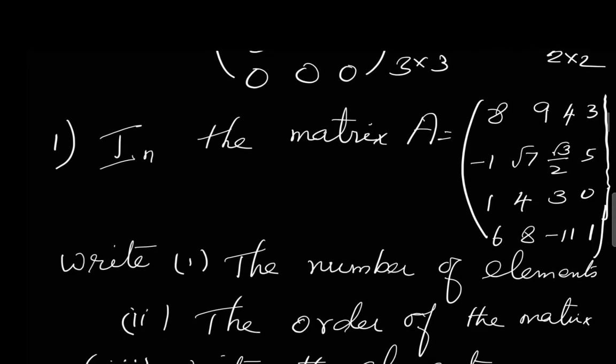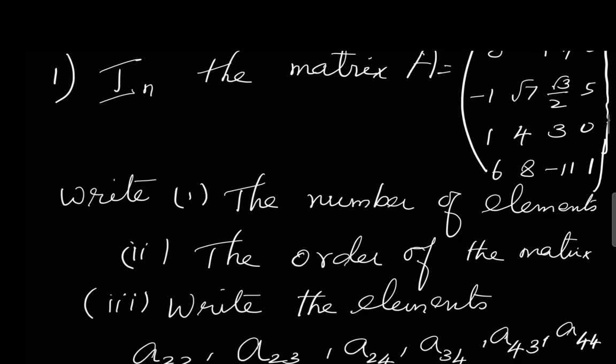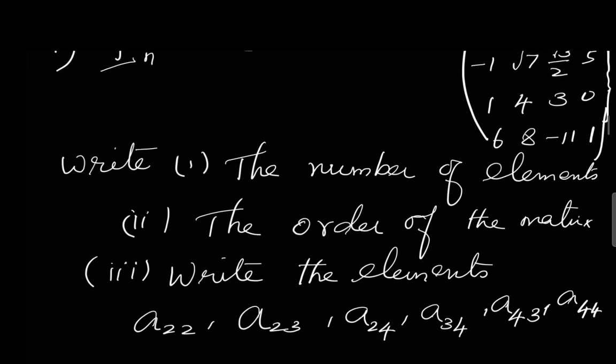See in the exercise first sum, the matrix is given for you: 8, 9, 4, 3 first row; minus 1, root 7, root 3 by 2, 5 second row; 1, 4, 3, 0 third row; 6, 8, minus 11, 1 in the fourth row. So these are the elements in the matrix. Question: find the number of elements. So you need not count the elements. Just find the rows. You write the answer for the second question first.